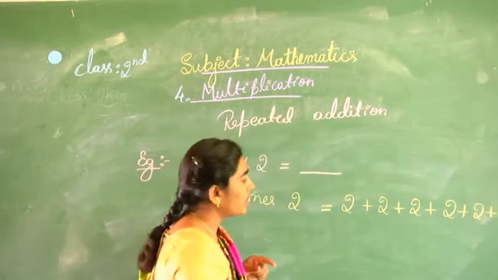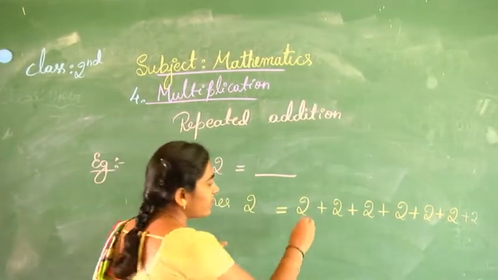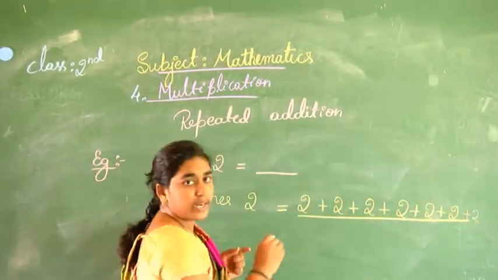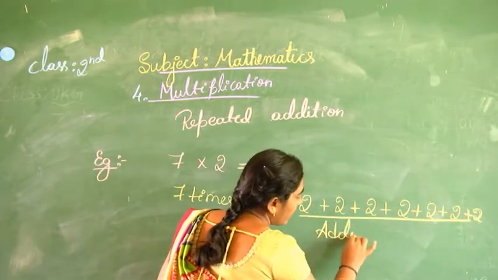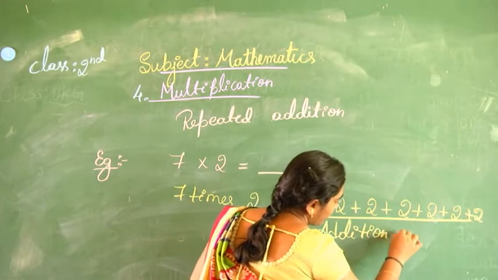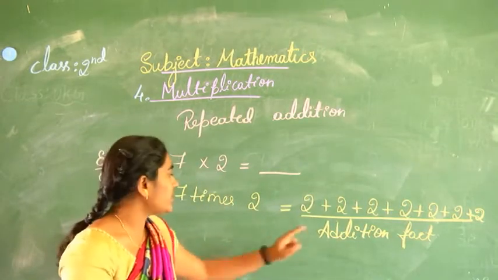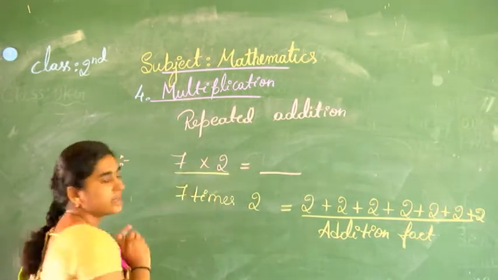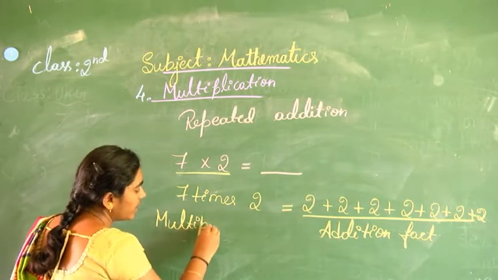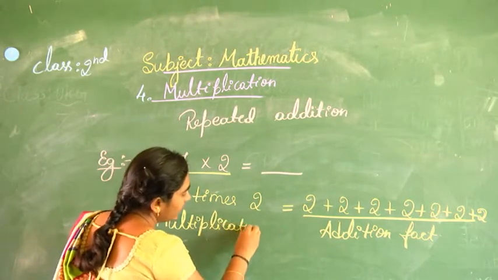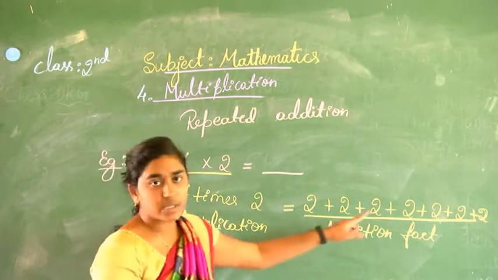We have to write the number 2, 7 times. That is the addition fact. This method of writing with the help of addition is called addition fact, and 7 into 2 we call a multiplication fact. We are using the multiplication symbol, the cross mark symbol. This is the multiplication fact, and using addition is the addition fact.